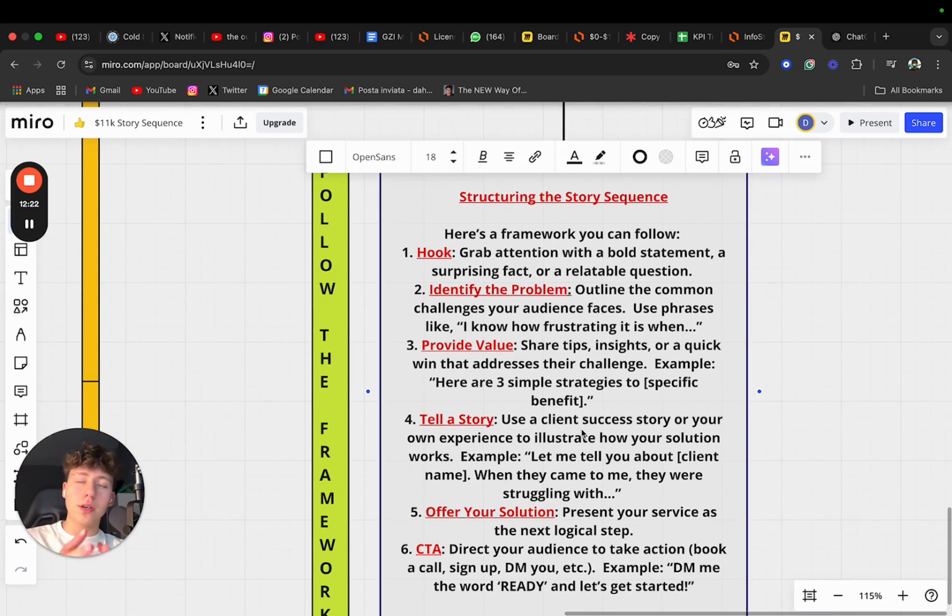It depends on the strategy that you want to use on your IG stories, to be honest. It really depends on the framing, on the positioning, on the kind of offer that you're selling. It depends on a lot of factors.